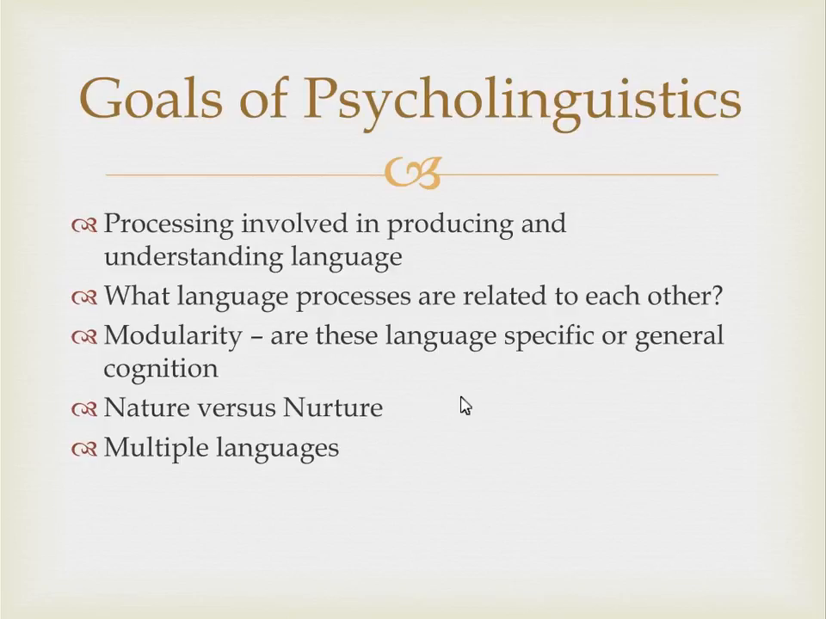A little bit on modularity. So for each of these processes, is that a language-specific process, which implies that language is innate and built in, or is that a general cognitive process, where the brain is not hardwired for language, it just happens to be the way we're using our brain? That's the idea of modularity: are there specific modules, like a language section of the brain? There kind of is, or is that just because the brain is a processor of information?